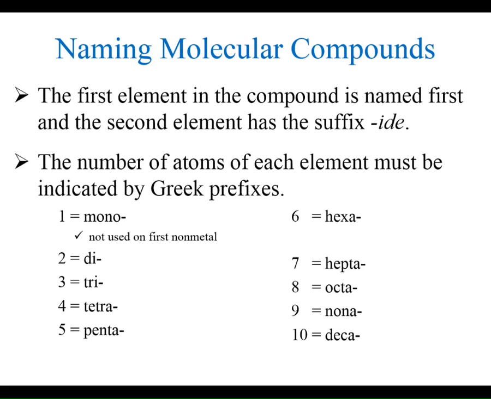So, okay, now the only little extra rule is we don't use mono if the first one's 1. So you don't say monocarbon dioxide. You just say carbon dioxide. But you do use it if the second one is only 1. So let's say it's CO. Well, that's carbon monoxide. You do say it if the second one is only 1.